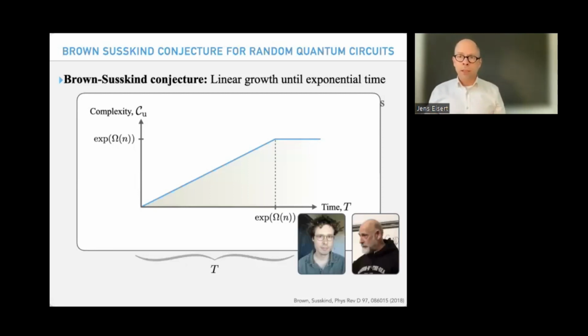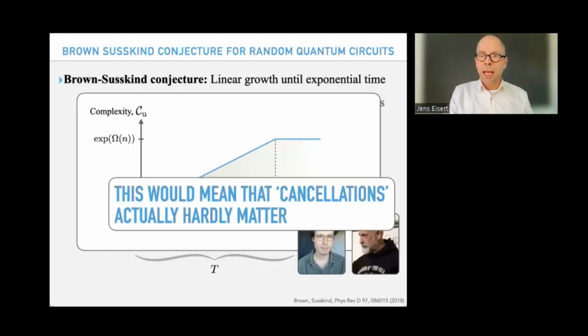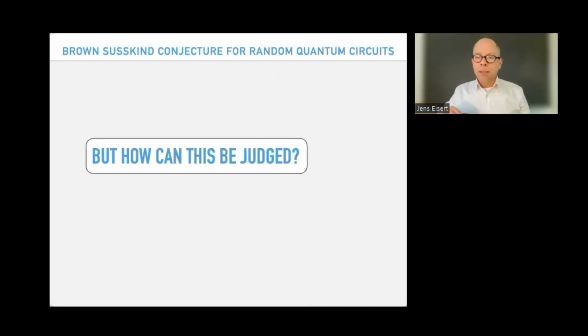There's a linear growth until exponential time, and that's very intuitive, meaningful, and plausible. This would mean that cancellations actually hardly matter, and one can think of a back of the envelope argument. In fact, Susskind did present such a back of the envelope argument in one of his papers on the subject. But how can this be judged?